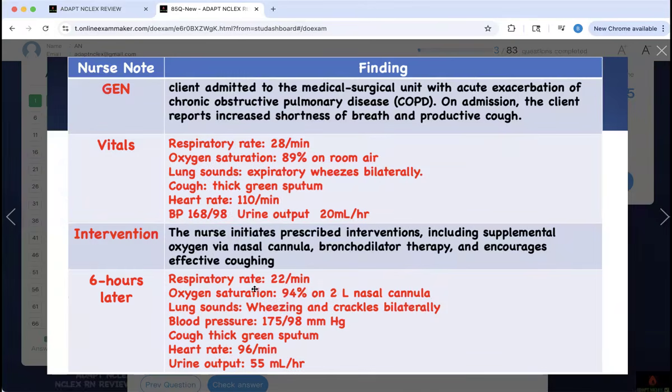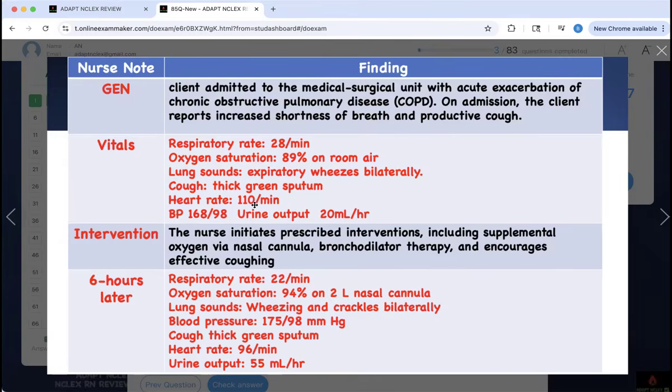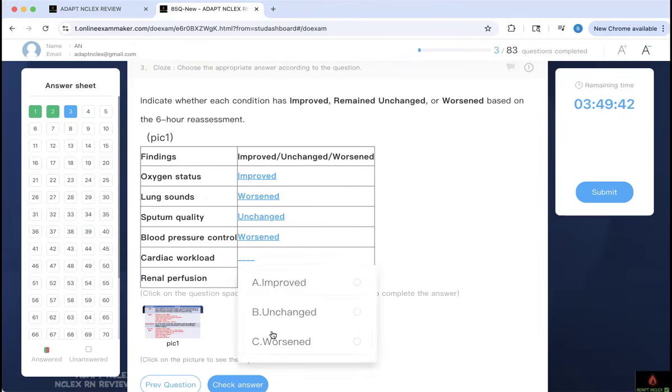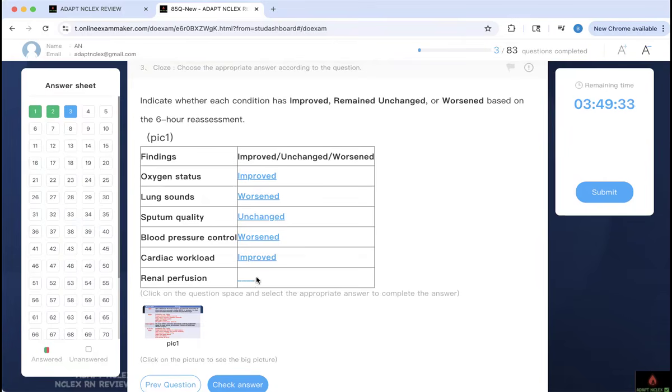Blood pressure, control. Blood pressure 168/98. Now 175/98. Systolic has increased. We have what? Worsening. Cardiac workload. What represents your cardiac workload? Your heart rate. Therefore, look at the heart rate. What is the problem? 110 to 96. It has improved. Renal perfusion. Kidney function. How do I know? Urine output. 20 to 55. This has improved.